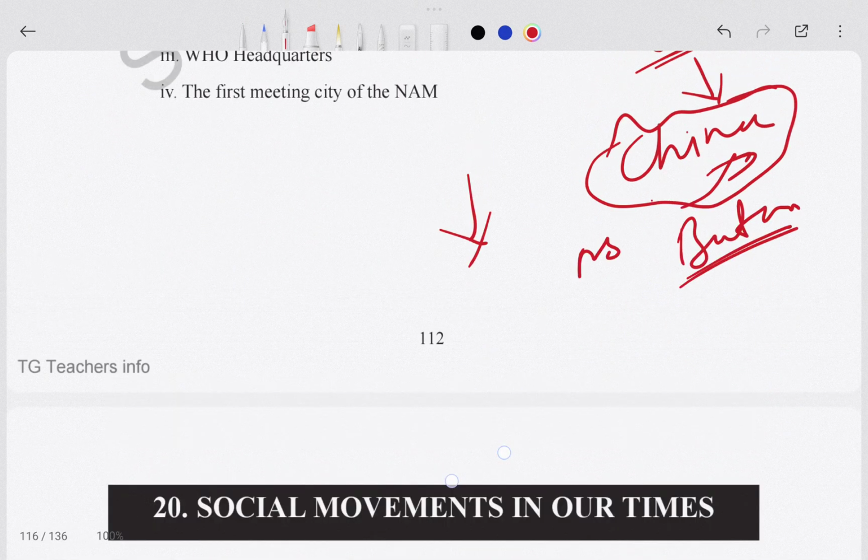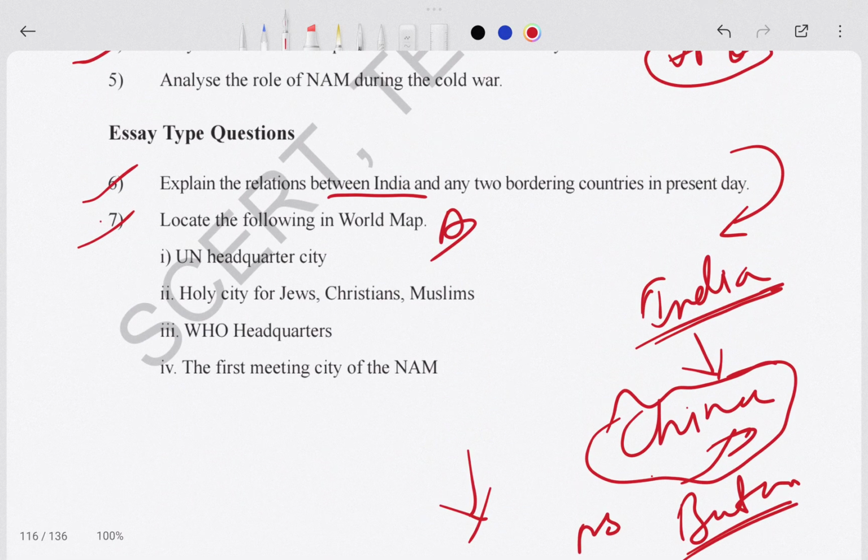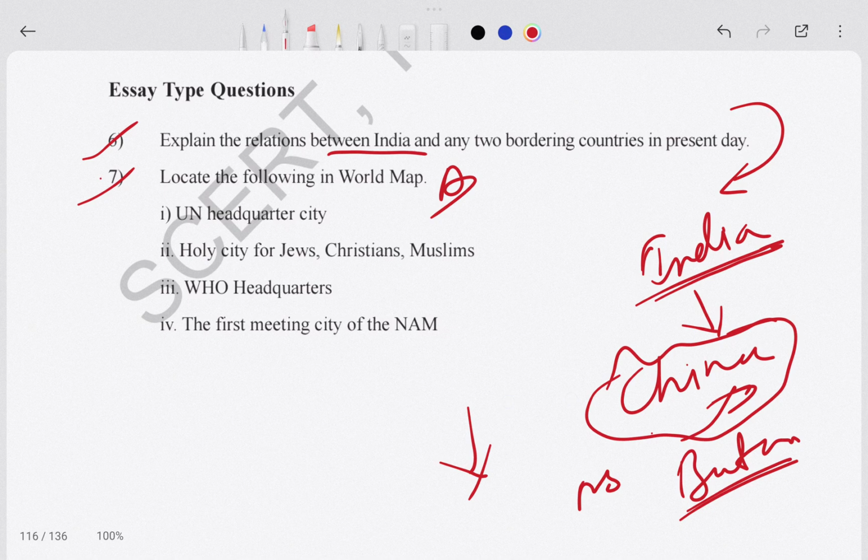I hope this chapter is covered here, and in the next chapter we will talk about the chapter 20 important questions. I hope everything is clear and you don't have any doubts regarding this. If you have a doubt, leave a comment.